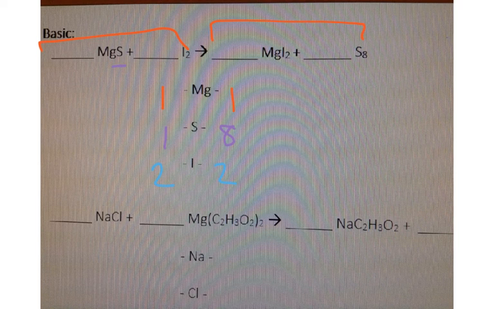So what I'm going to want to do now is make sure that everything is balanced. If I start with 1 magnesium, I need to end with 1 magnesium. So magnesium seems to work because I have 1 and 1. Sulfurs, on the other hand, do not. I have 1 and 8. Iodines, I have 2 and 2, so those seem balanced. So how do we change it?